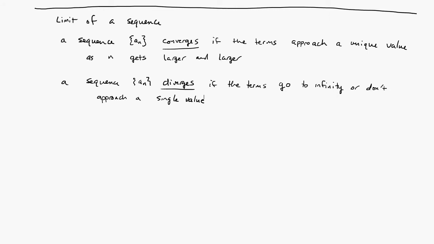Okay, so now that we've seen some examples of sequences, what we're most interested in terms of calculus is what happens to a sequence as n goes to infinity. We say that a sequence converges if the terms approach a single value as n gets larger and larger, and we say that a sequence diverges if the terms go to infinity or they don't approach a single value. Let's take a look at a few examples of converging and diverging sequences.